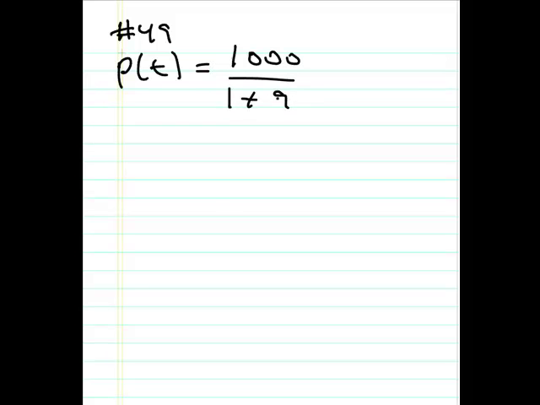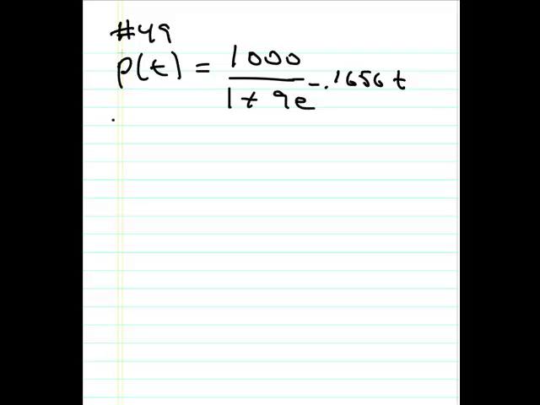Okay, so our last question, which is number 49, I believe. This is a logistic function, so P of t is equal to 1,000 over 1 plus 9e to the negative 0.1656t.